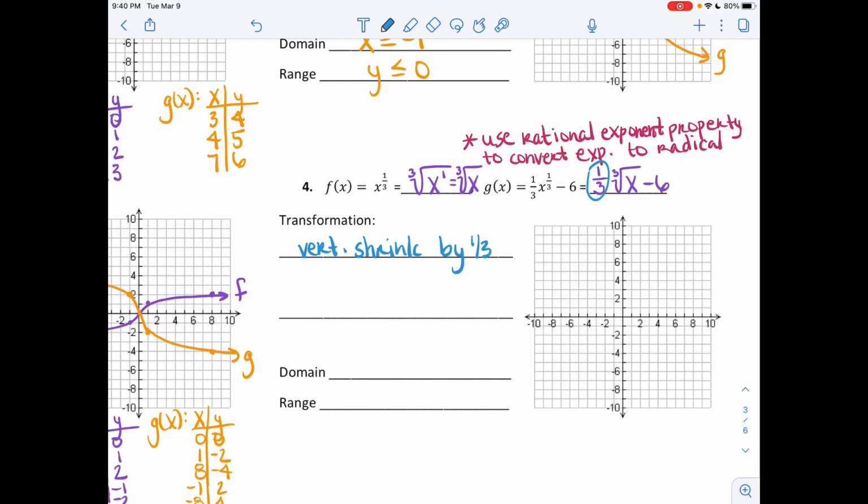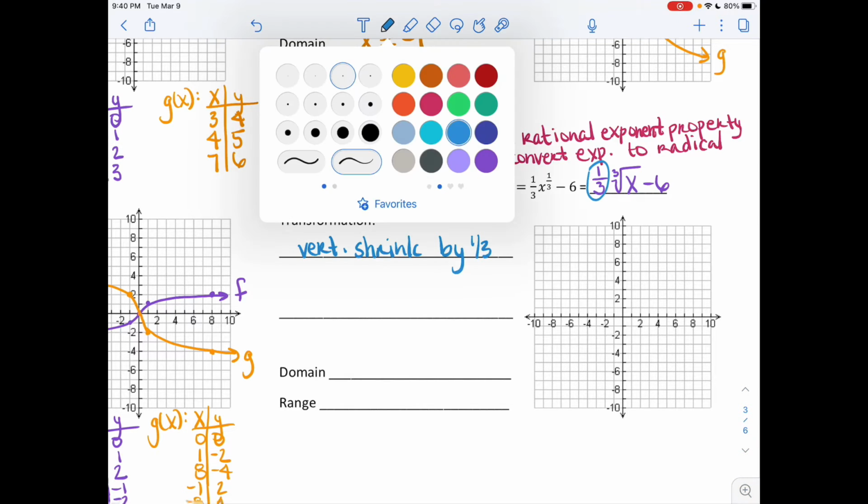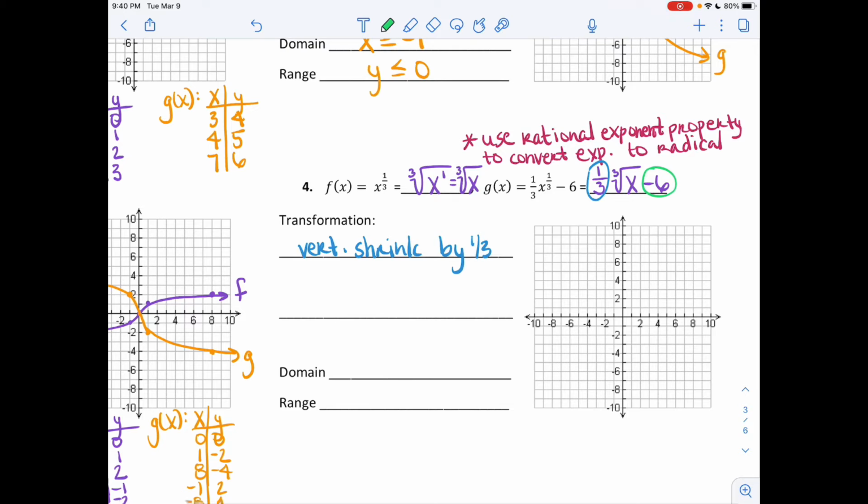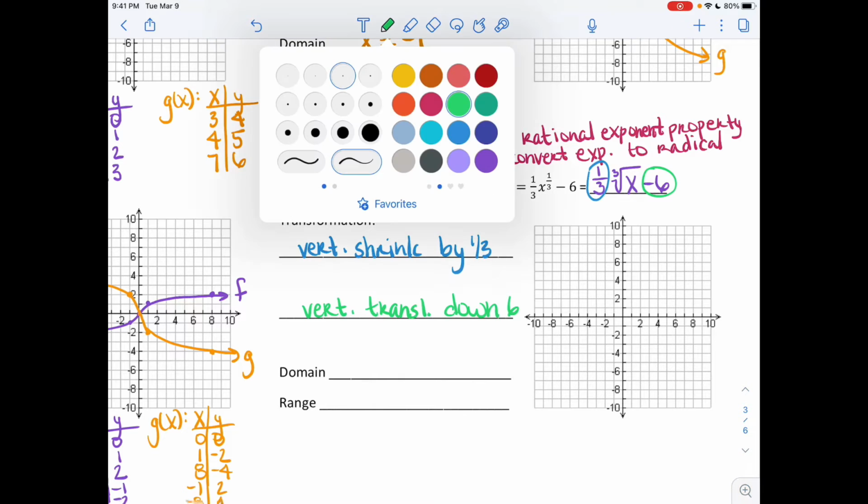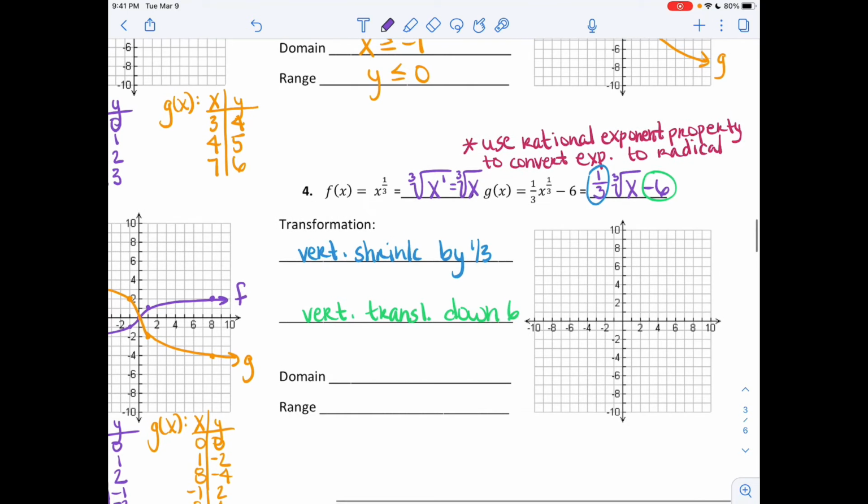And then with this -6 tacked onto the end, that's also going to be vertical because it's outside of the radical, and it is a vertical translation down by 6 since it's a negative. So let's go ahead, plot our parent function like we have before, and then our transformed function. So parent function in purple, and I'm just going to plot the points that I've done before. Okay, I've drawn my parent function f.